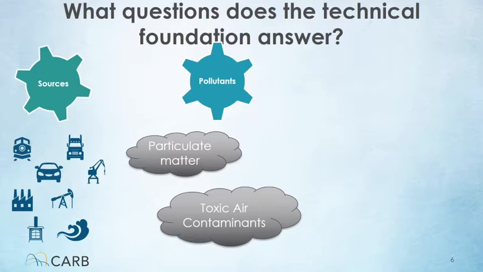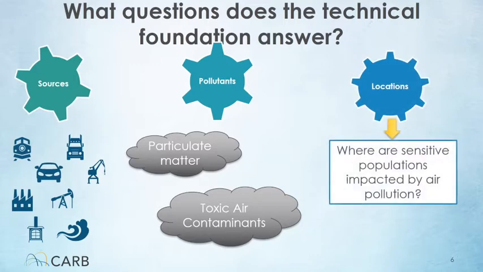The technical foundation also identifies where people in the community may be impacted by air pollution. Some people are more sensitive to air pollution, like children and the elderly. You may hear these referred to as sensitive receptors. The technical foundation shows where these sensitive populations are, places like homes, schools, and playgrounds.